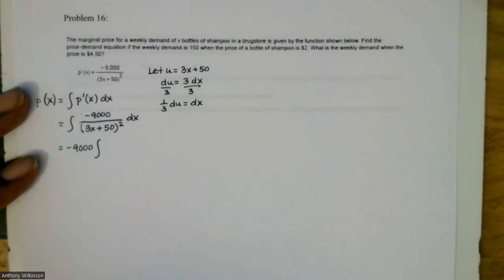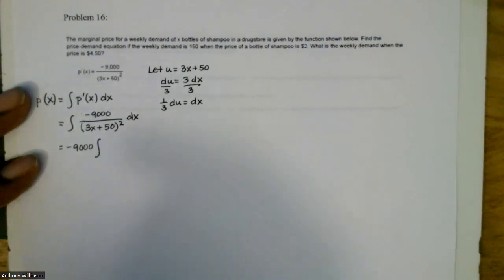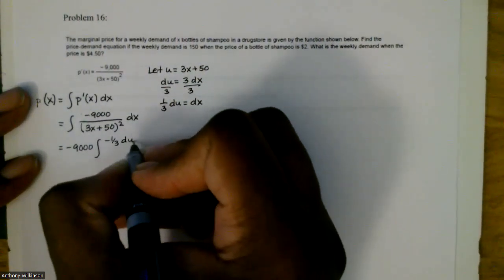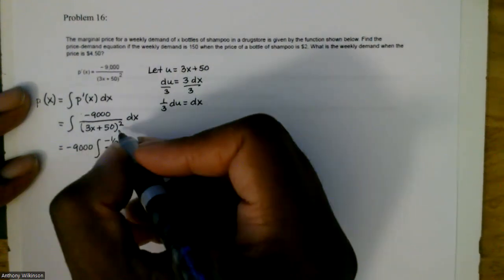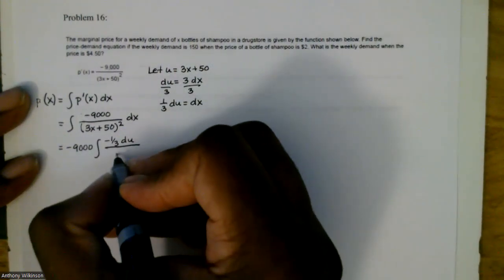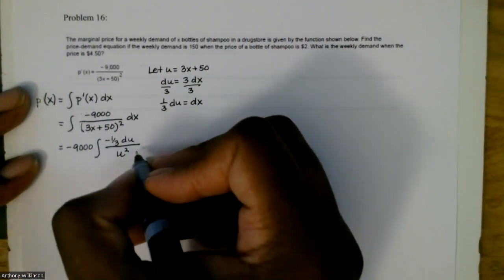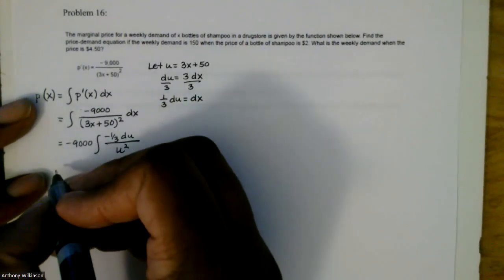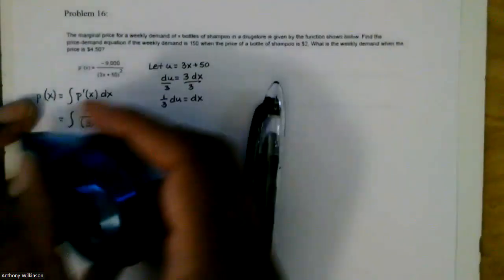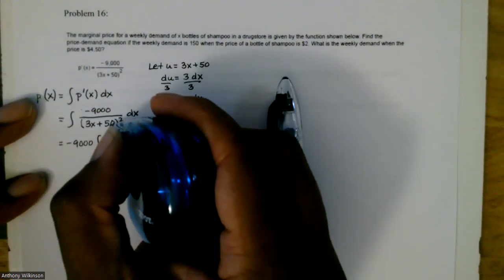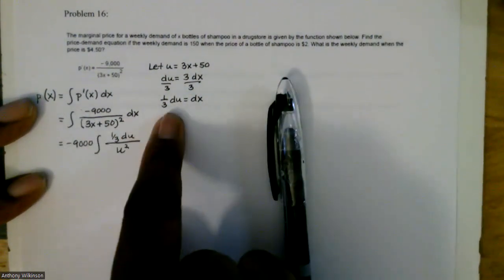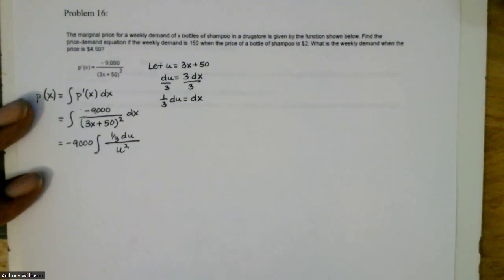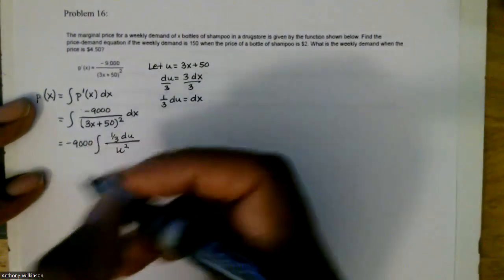Now let's go ahead and do the appropriate substitution. That dx, I'm going to replace with 1/3 du divided by the 3x plus 50. I'll let u be equal to that, so it'll be u squared in the denominator. And that should not be negative 1/3, so let me get rid of that negative sign. dx, I'm replacing it with 1/3 du, not negative 1/3 du. Okay. Now I can pull the 1/3 out in front of the 9,000.